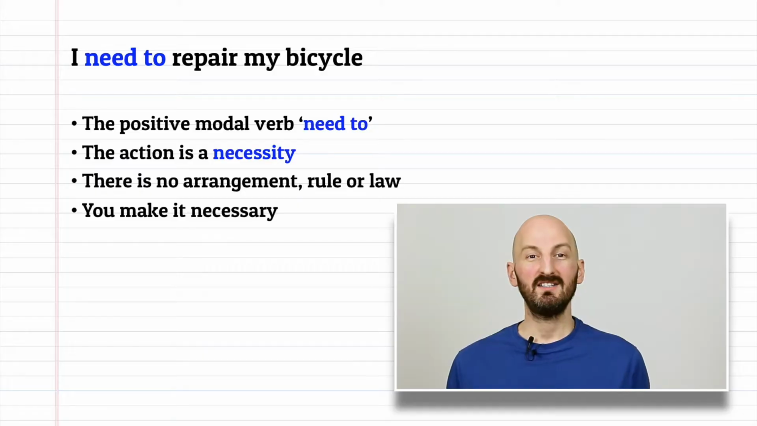Now, let's look at necessity. I need to repair my bicycle. This sentence describes repairing a bicycle, probably the tire, and importantly, it's a necessary action. So you may ask, what's the difference between obligation and necessity? Now that's a good question. The difference is rules and law.